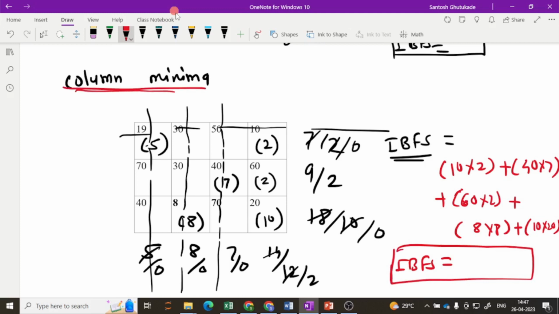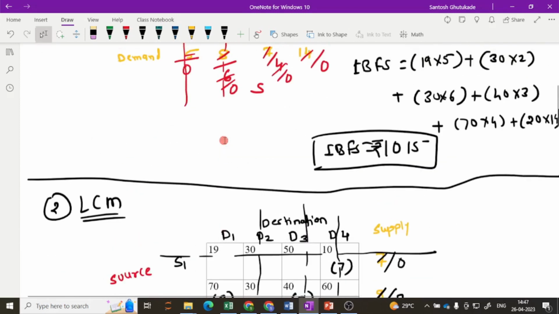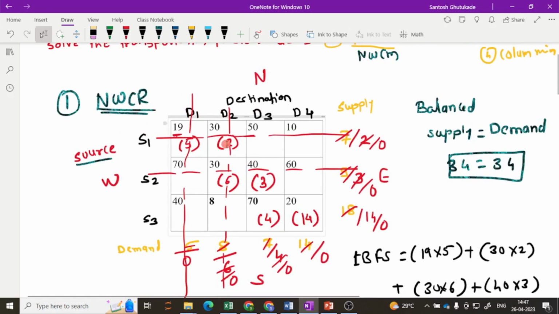So in this problem we have seen the row minima, column minima, then the least cost method and the northwest corner rule: the same problem with different methods.